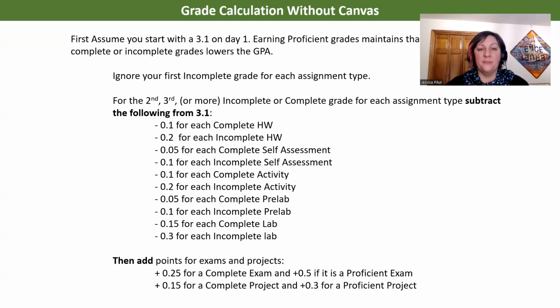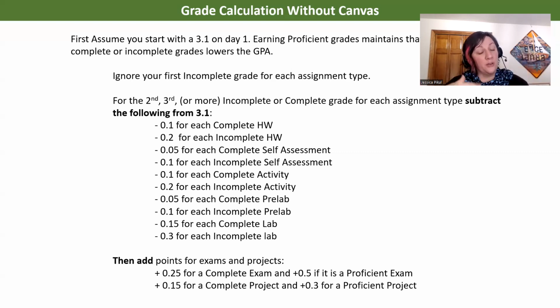And I've listed them all here. I'll just walk through one example. For homework, if there were 2 completed homeworks that were proficient, then I would subtract 0.1 GPA points for each of them. So instead of a 3.1, I now have a 2.9. And if one was incomplete, then I would subtract the 0.2, but I would ignore that first incomplete one. So if it was just 1, I'd be like, all right, cool, so I'm still at a 2.9. And I would go through this for each of the different types of assignments.